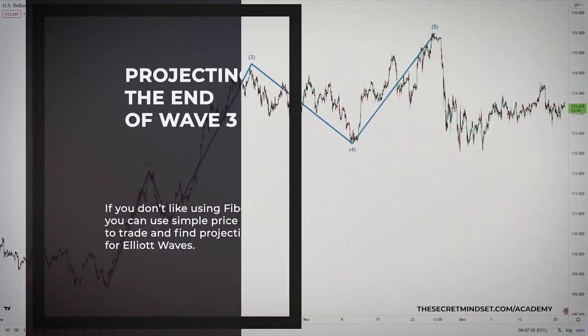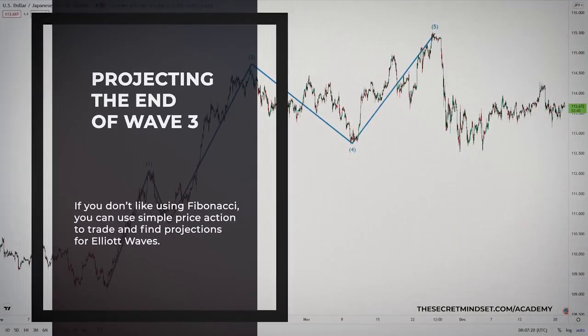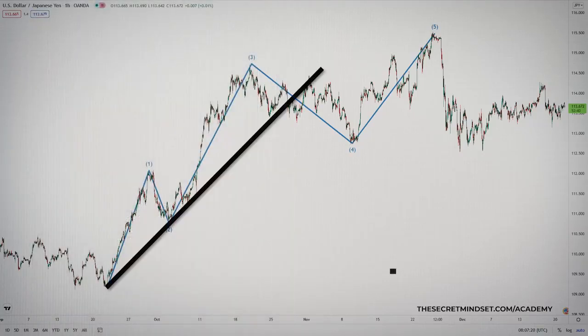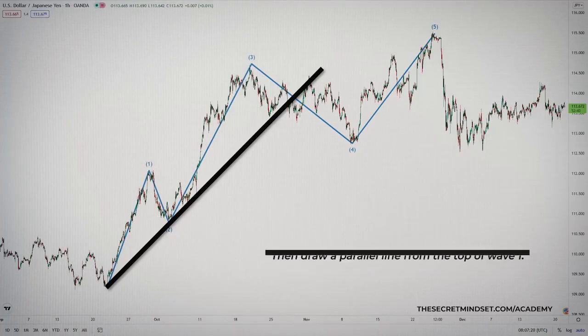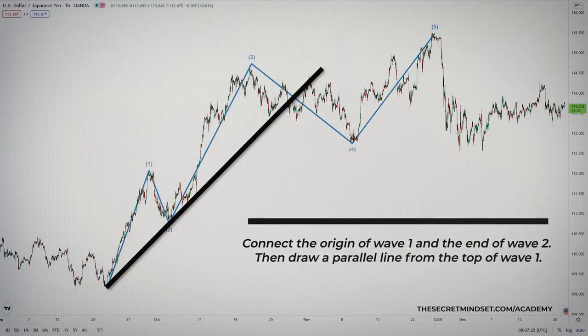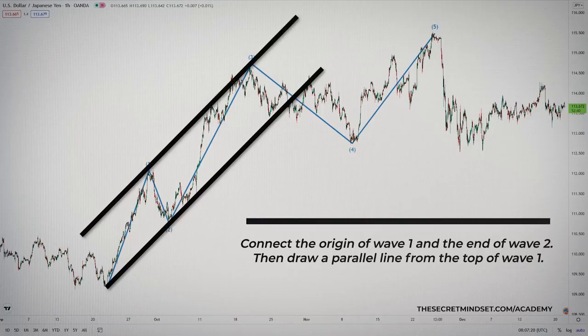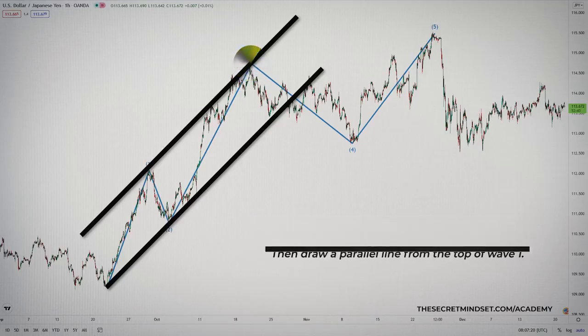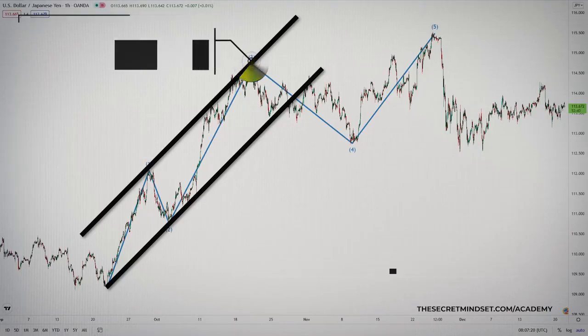If you don't like using Fibonacci, you can use simple price action to trade and find projections for Elliott waves. To begin with, you can draw a channel as soon as waves 1 and 2 are finished. Connect the origin of wave 1 and the end of wave 2. Then draw a parallel line from the top of wave 1. This channel is considered as an absolute minimum target for the third wave under development.